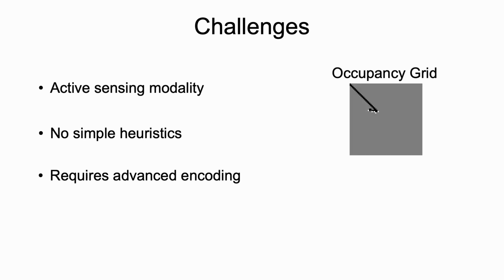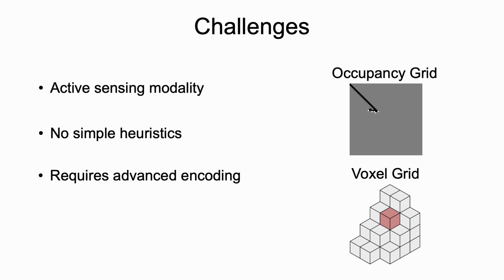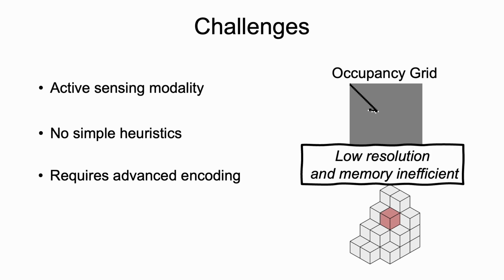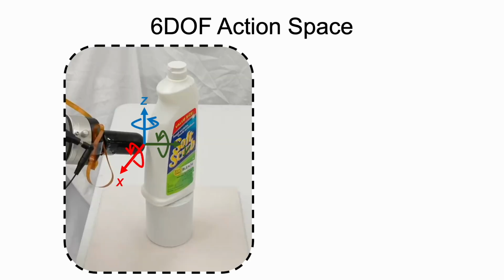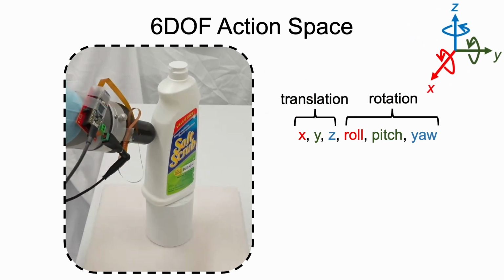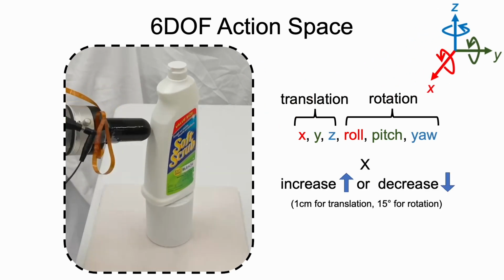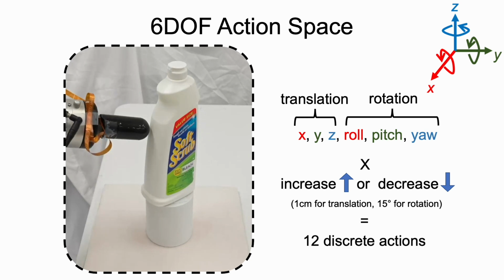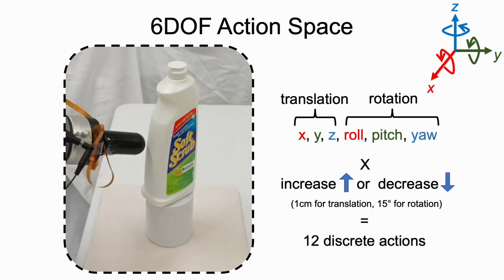We need more advanced encoding techniques to generate 3D object representations. Simple formats such as occupancy grids or voxel grids throw away rich contact information such as precise contact locations. Also, their size grows with the size of the workspace, which is not memory efficient. Finally, more dexterous action space is required to move flexibly and freely on a 3D surface. We allow the finger to move in 6D action space. At each time step, the robot picks one of XYZ, roll, pitch, yaw, and can either increase or decrease for a small step. In total, there are 12 discrete actions.